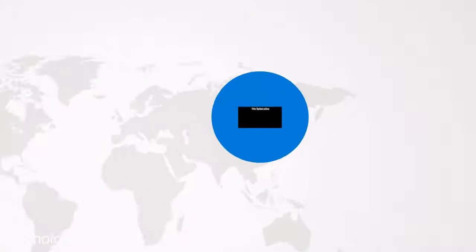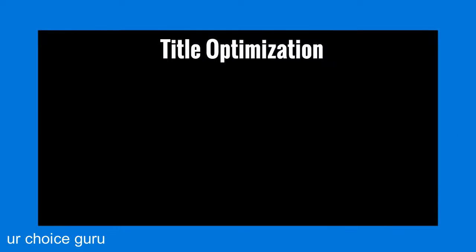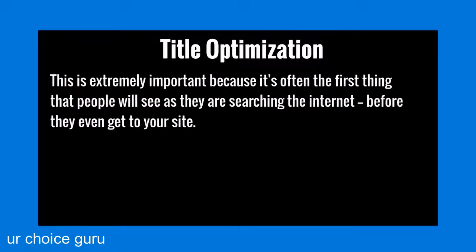Let's jump right in. So we're going to talk about title optimization. This is extremely important because it's often the first thing that people will see as they are searching the internet. If you imagine you go to google.com and you type in a keyword, whatever that is, you're going to see the titles and then the descriptions of each and every website, or with YouTube, you're going to see the titles, the descriptions, and of course the image.